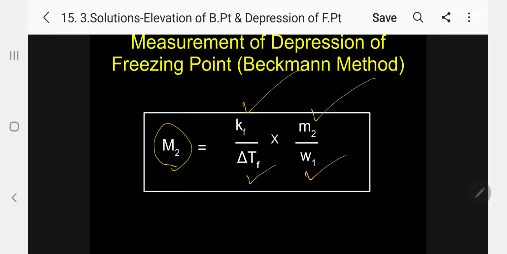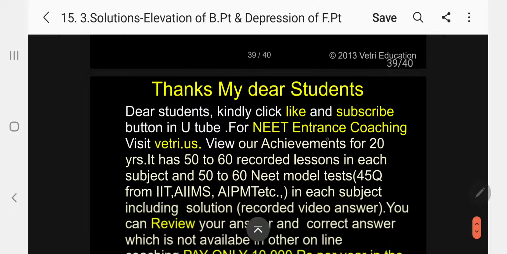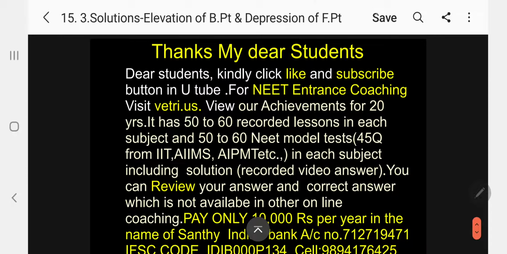Kindly follow. So delta Tf we are measuring. So substitute the values. From that we can determine the molecular weight of the given unknown non-volatile solute. Kindly follow. This is the most important. So we have come to the conclusion, my dear students.